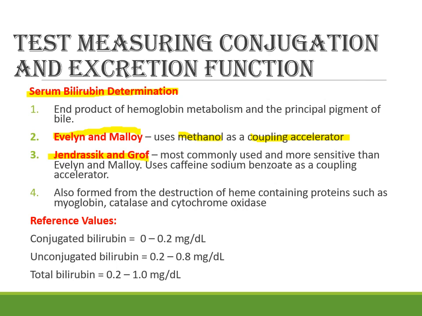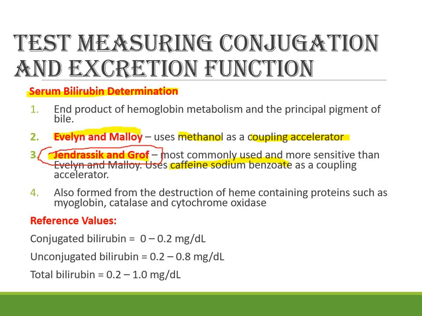For Jendrassik and Grof, we are using caffeine sodium benzoate. But if you want to compare the sensitivity between Evelyn and Malloy and Jendrassik and Grof, it will tell you that Jendrassik and Grof is more sensitive compared to Evelyn and Malloy. Then another thing you have to remember in bilirubin determination is that bilirubin must be protected from light, right? So that is also part of when you transport blood, especially if the test is for bilirubin, we have to protect the tube that contains blood from direct exposure to light.